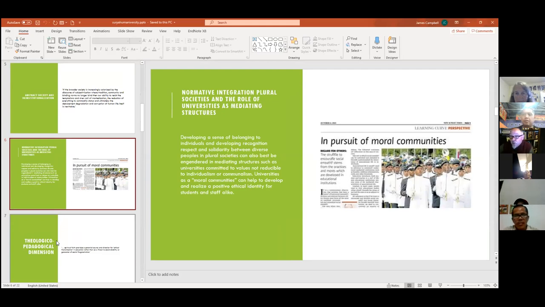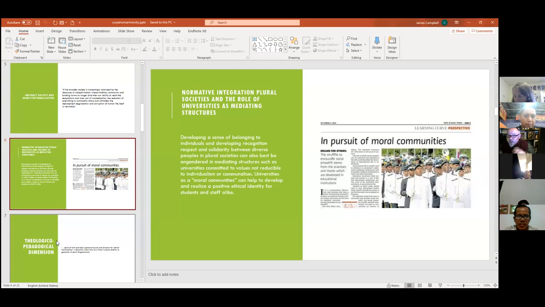Basically, therefore, one of the big issues is how do we advance the problem of normative integration within increasingly pluralized societies and an increasingly plural world? In other words, a world of diversity, right? How do we address the problem of the disintegration and detraditionalization of moral norms and so forth in a world that is increasingly plural?